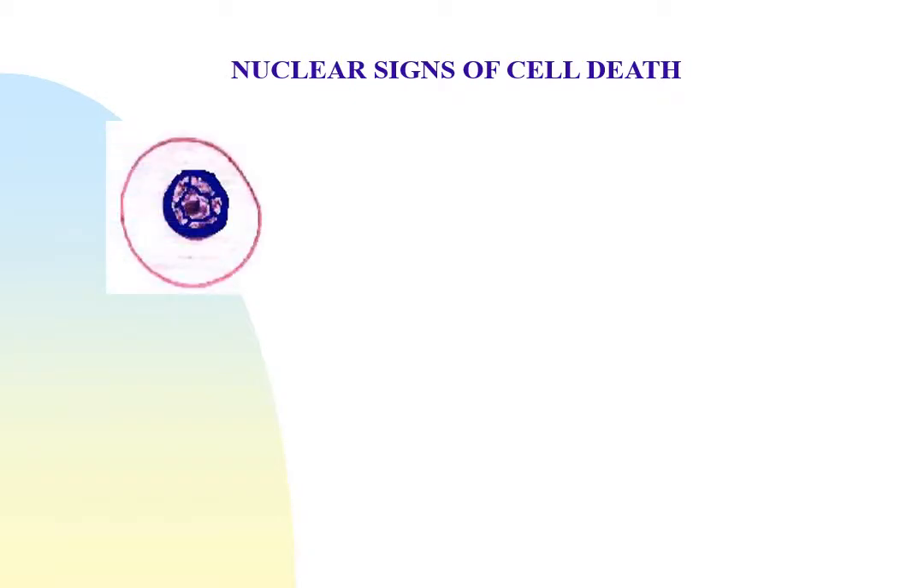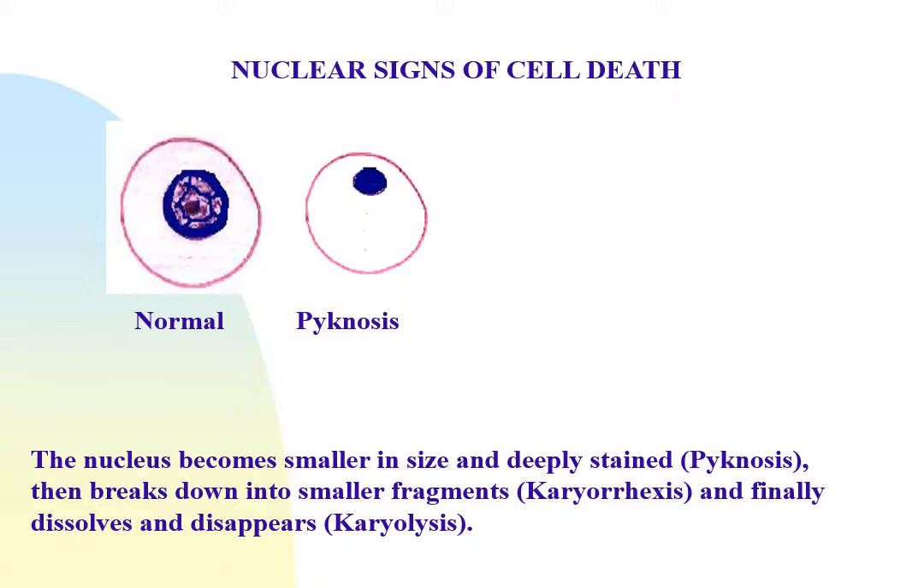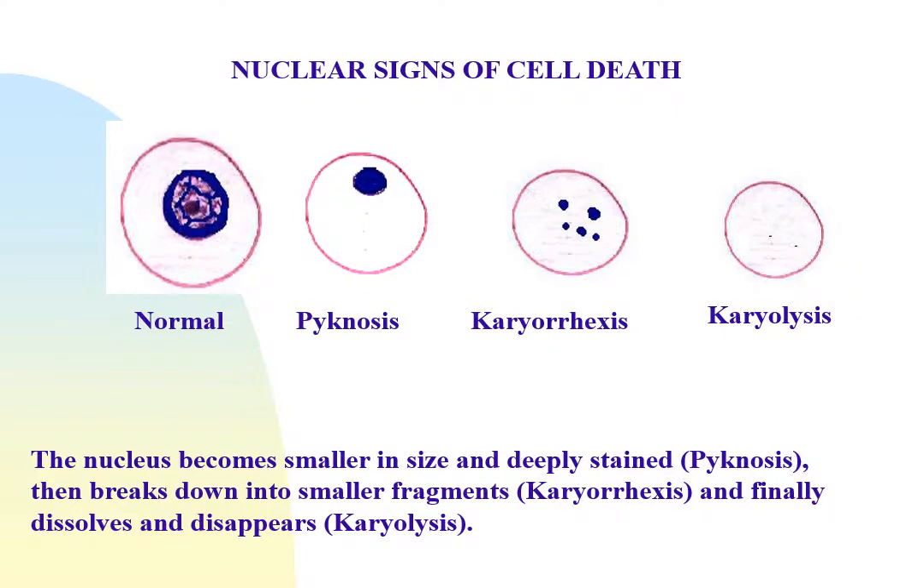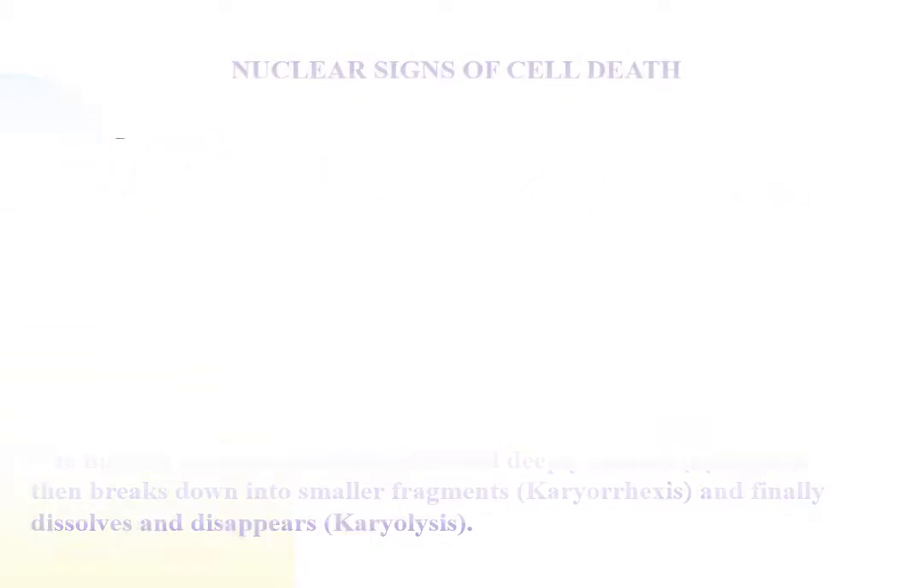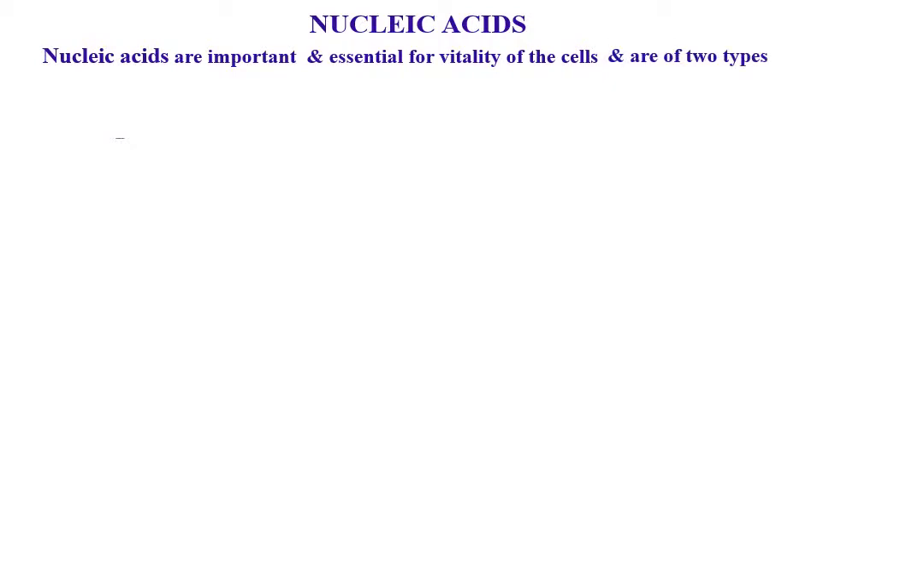Nuclear signs of cell death. The nucleus becomes smaller in size and deeply stained, pyknosis, then breaks down into smaller fragments, karyorrhexis, and finally dissolves and disappears, karyolysis. Nucleic acids. Nucleic acids are important and essential for vitality of the cells. They are of two types: deoxyribonucleic acid, DNA, and ribonucleic acid, RNA.